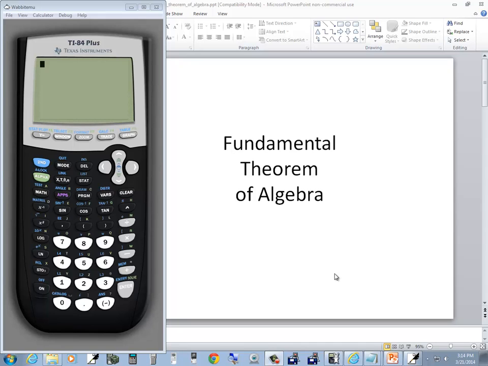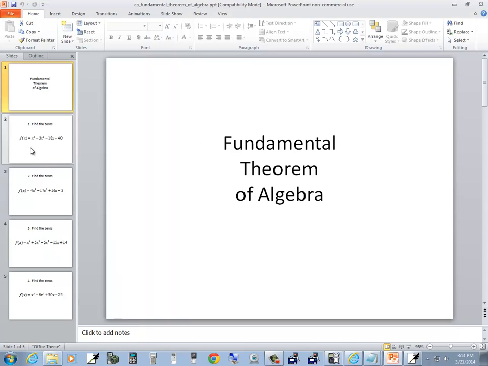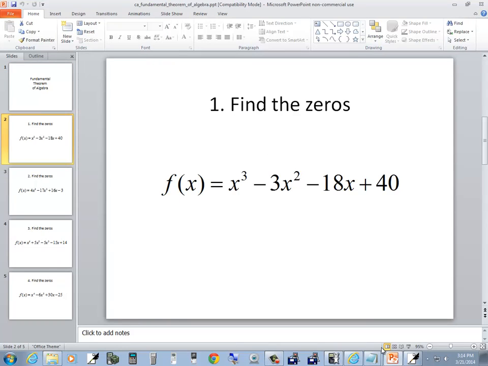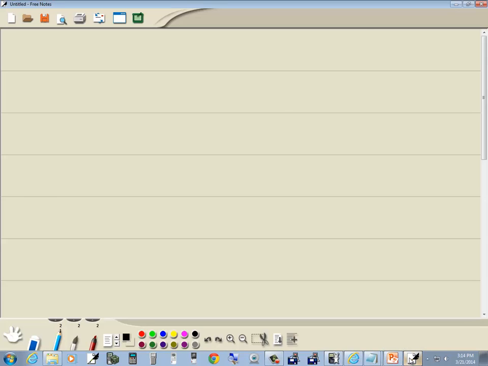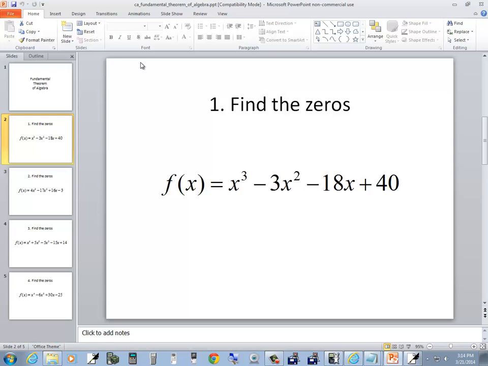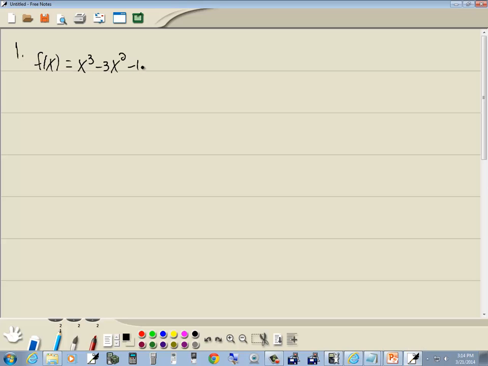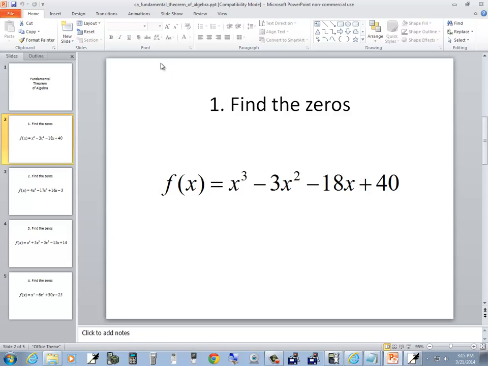Let's take a look at solving problems using the fundamental theorem of algebra on a TI-84 Plus calculator. And in our first problem, we want to find the zeros. So we've got f of x is equal to x to the third minus 3x squared minus 18x plus 40. The instructions say to find the zeros.